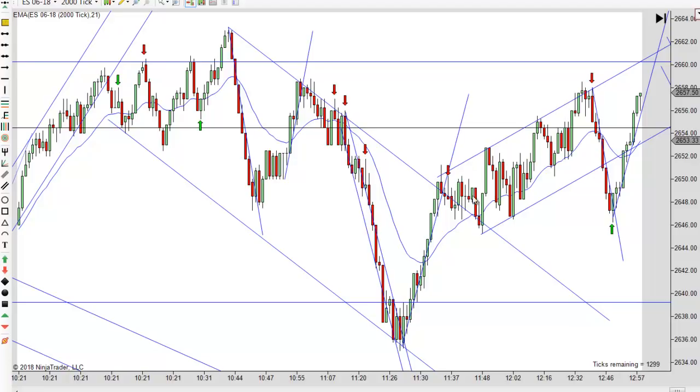And this stuff is just too sideways here. I don't see any reason to try to enter this. You do get a little failed break here, and it went lower and turns up, but by the time you were able to get in here, you're really close to the highs again.